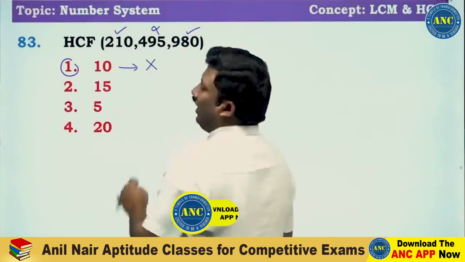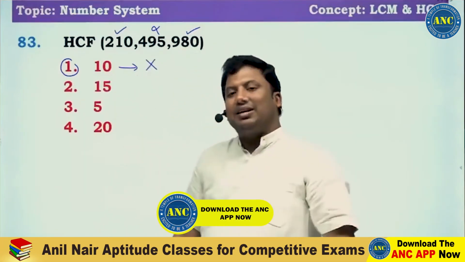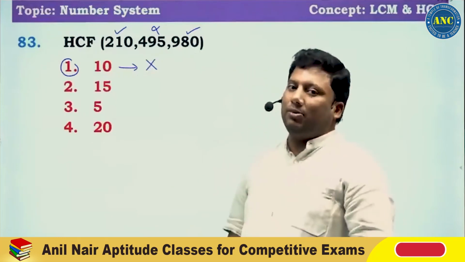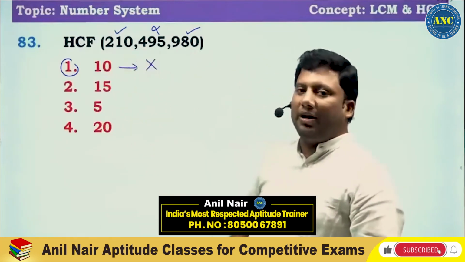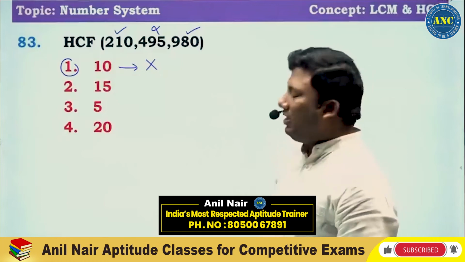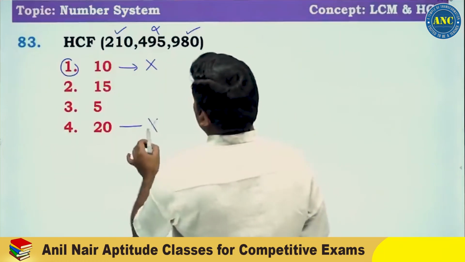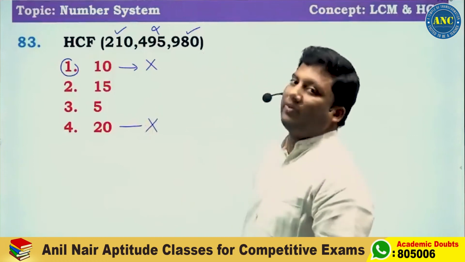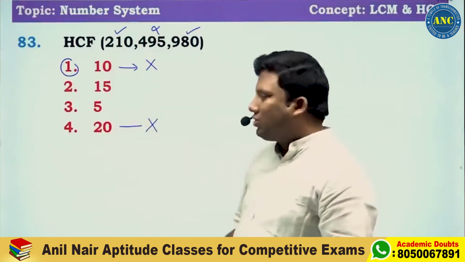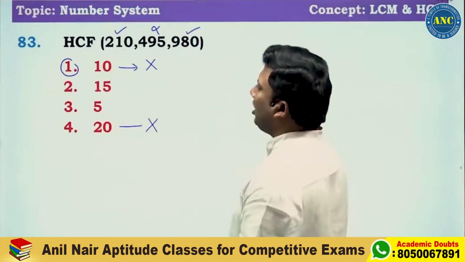10 is eliminated. If I am getting the answer 10, that means all inputs should be divisible by 10. Second option is not divisible by 10. If it is not divisible by 10, how can it be divisible by 20? 20 is 2 into 10. Fourth option, it is not possible.